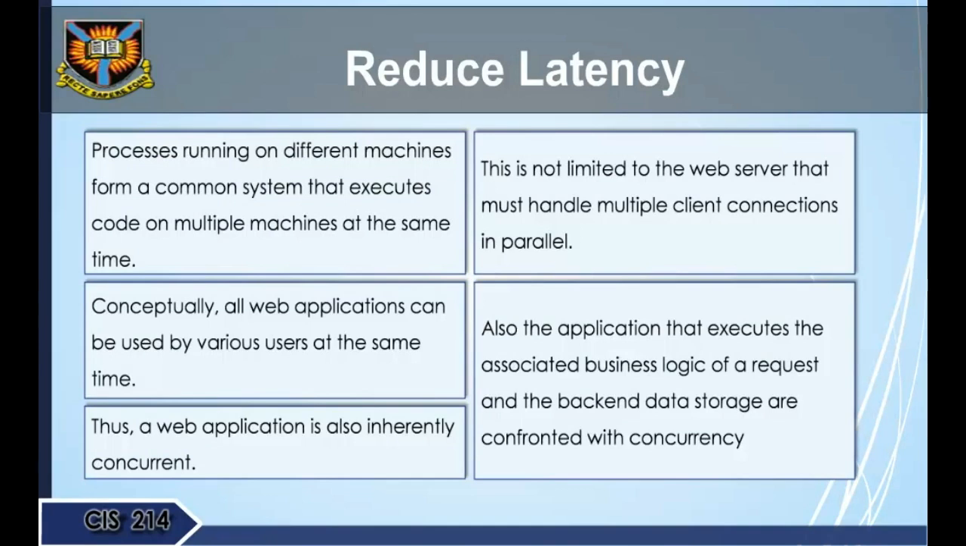Processes running on different machines form a common system that executes code on multiple machines at the same time. Conceptually, all web applications can be used by various users at the same time. Thus, a web application is also inherently concurrent. This is not limited to the web server that must handle multiple client connections in parallel. Also, the application that executes the associated business logic for a request and the backend data storage are confronted with concurrency.